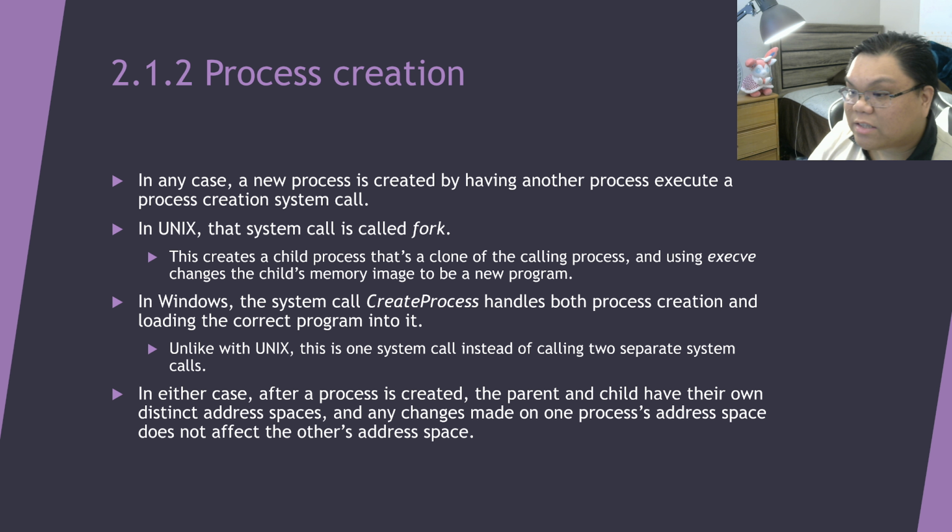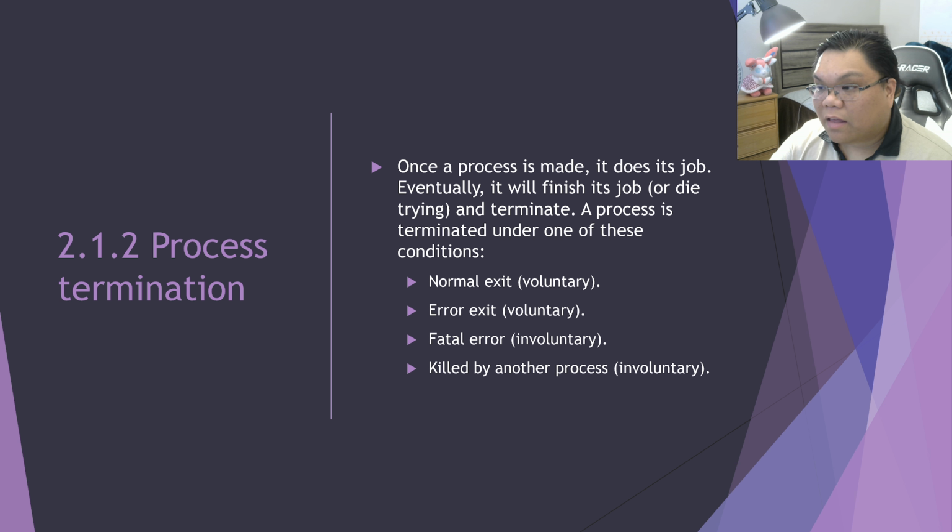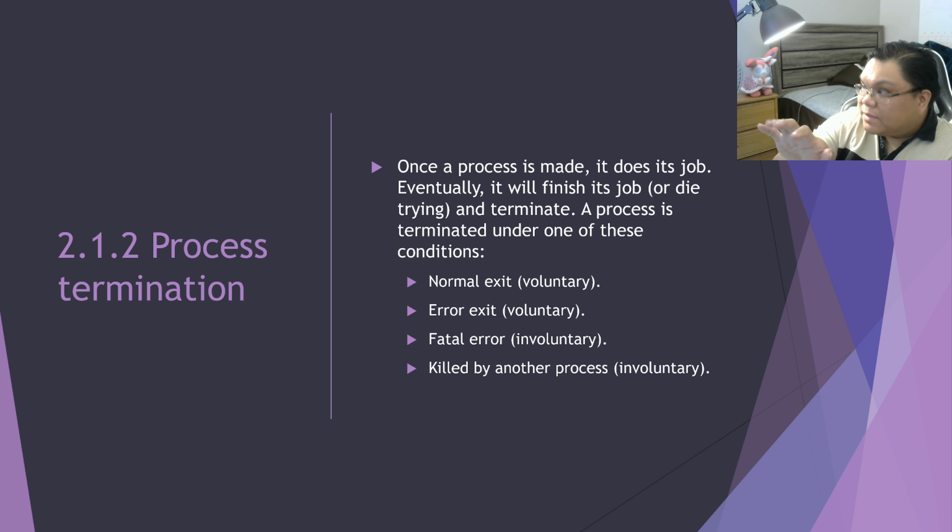In Windows, that system call is called CreateProcess. However, it handles both process creation and loading the correct program into it. So unlike with Unix systems, in Windows systems, we only need to call one system call instead of calling two separate system calls in Unix systems. Either way, after a process is created, the parent and child will have their own distinct address spaces, not necessarily the same program loaded, and any changes made to one process's address space will not affect the address space of the other process.